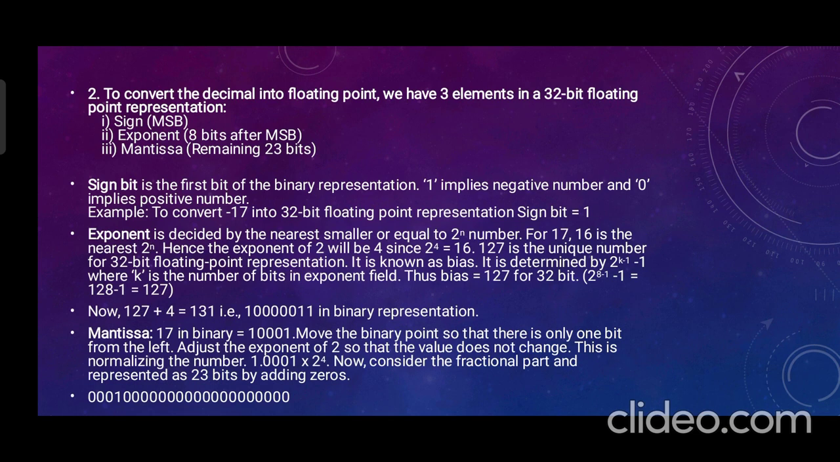Exponent is decided by the nearest smaller or equal to 2 raised to n number. For 70, 64 is the nearest 2 raised to n. Hence, the exponent of the 2 will be 6 since 2 raised to 6 is equal to 64.